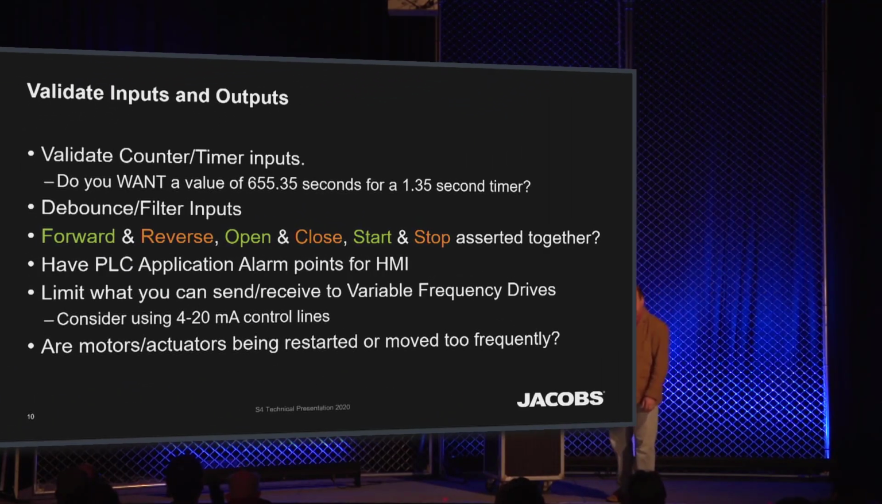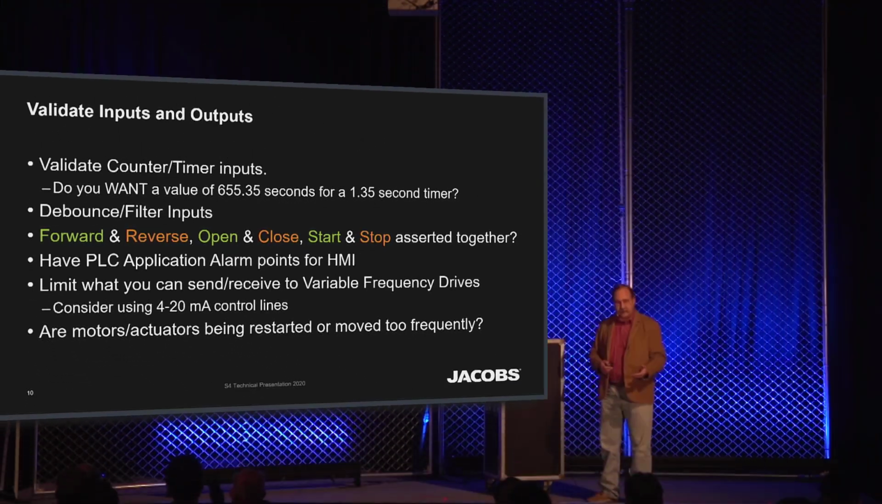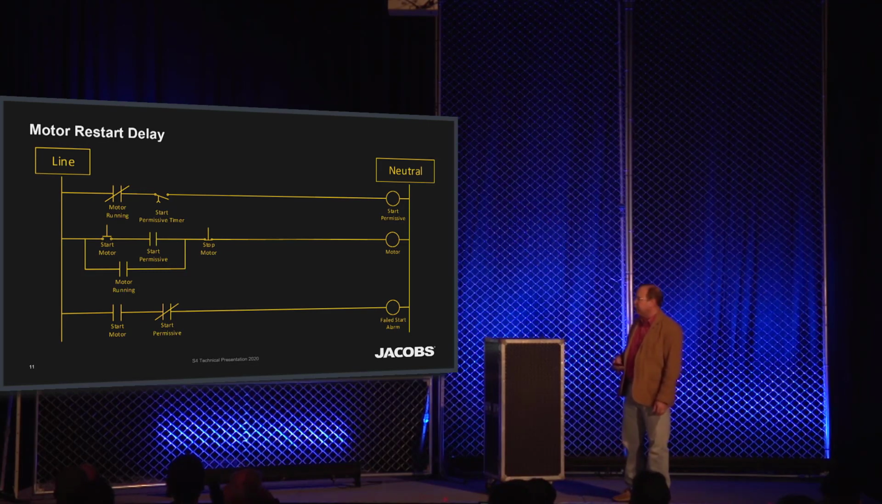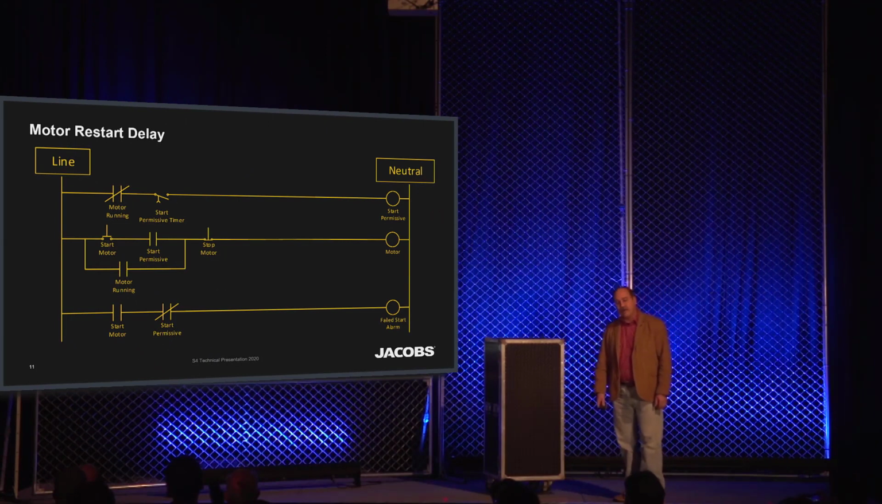So, next thing we're going to talk about are motors and actuators being restarted too frequently. This was very similar to the Aurora attack. We'll have more to talk about that in a second. This is the motor restart delay diagram that I showed you. That thing there is not ordinary PLC code. Ladies and gentlemen, that is a physical timer. I want that physical timer in the field. This belongs in the motor bucket.